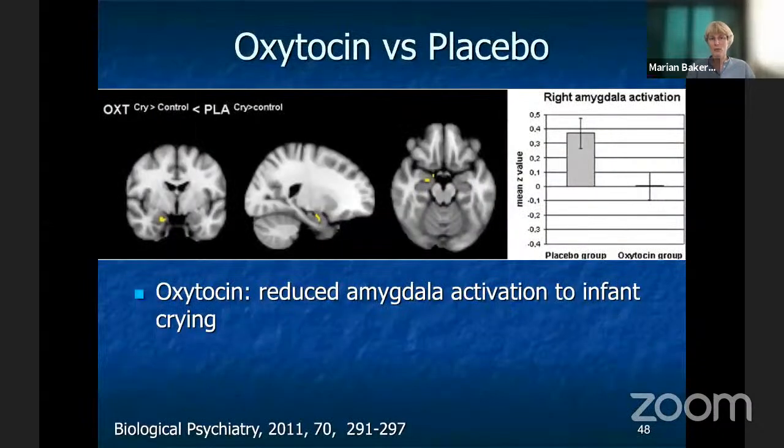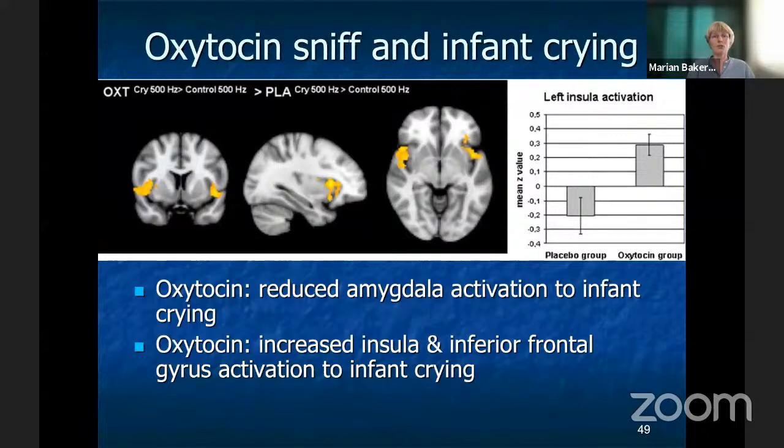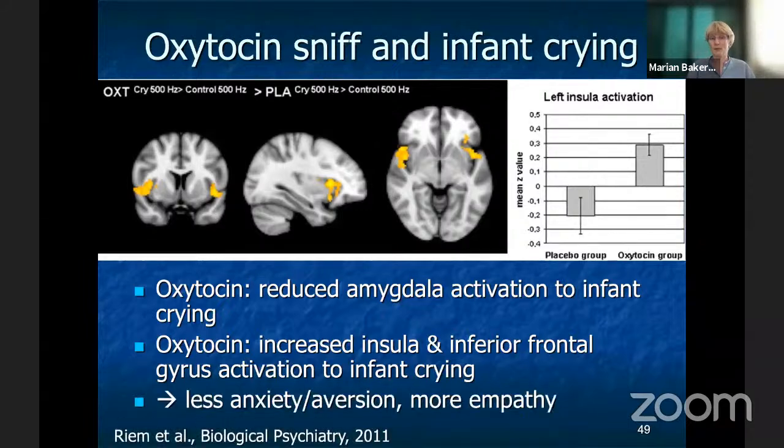But what we found was that oxytocin reduced amygdala activation to infants crying. And remember, amygdala was aversion, anxiety. So it's good if that goes down. And oxytocin increased insula and inferior frontal gyrus activation to infant crying, which is related to empathy. So the oxytocin administration led to less anxiety and aversion and more empathy.